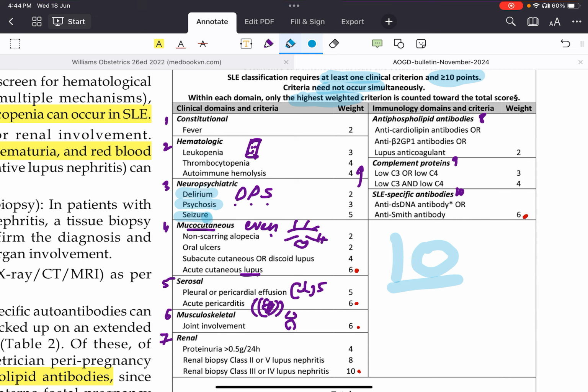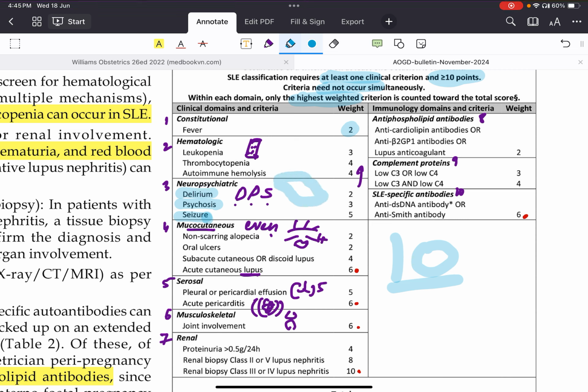First is constitutional, which is present in every disease: fever. The minimum point in this EULAR criteria is 2, so for fever you give 2 points. Second is hematological. In blood, the cells are affected: leukopenia, thrombocytopenia, and hemolysis. Leukopenia is 3, and thrombocytopenia or hemolysis gives 4 points. That is about blood.